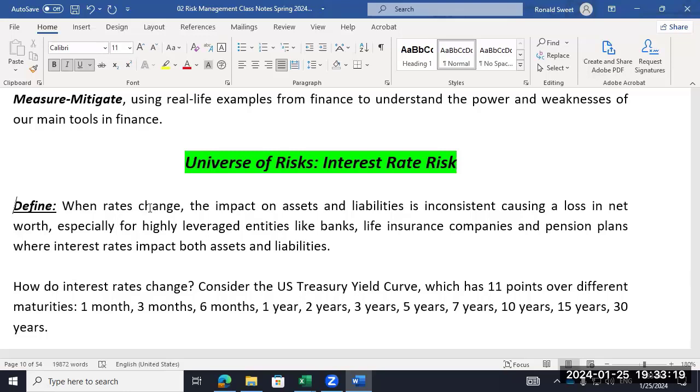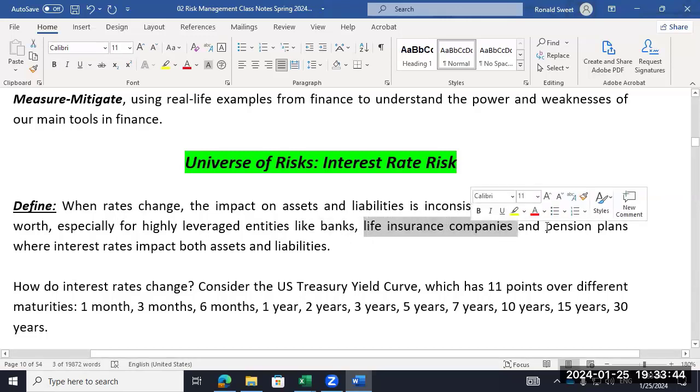Remember, we looked at JP Morgan: 3 trillion in assets, 2.7 trillion in liabilities, only 300 billion net worth. They don't have much room for those two being out of whack. And so you've got to be real careful on this. If you are a bank, banks especially, life insurance companies even more so, pension plans. We're going to talk a lot about pension plans.